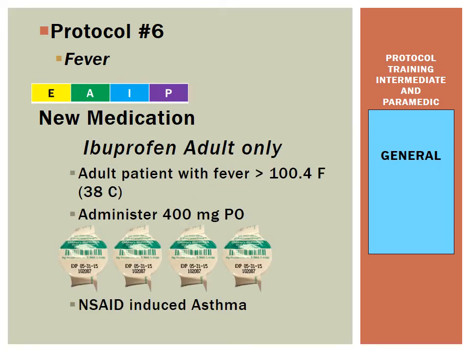So adult patients with a fever greater than 100.4 Fahrenheit or 38 degrees Celsius, we want to administer 400 milligrams PO. So that would be 4 medication cups, and these are about the size of a coffee creamer. And as I said, they come mixed 100 milligrams in 5 mLs. Now, we need to be on the lookout for NSAID-induced asthma. About 8 to 20% of all asthma patients can have an asthma attack when taking NSAIDs, or non-steroidal anti-inflammatory drugs.